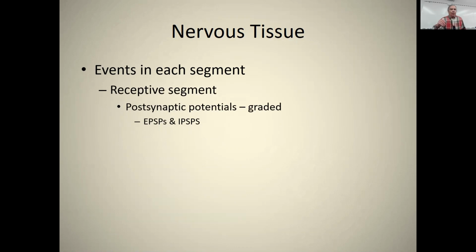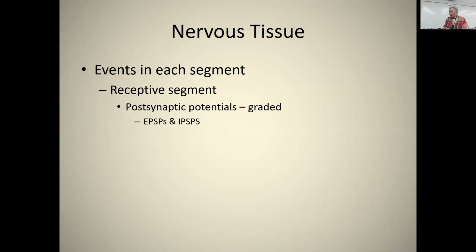Remember what the receptive segment is? It's the dendrites and the soma, or cell body. And they receive information, either sensory information from outside or in your body, or from another nerve cell. And what happens in there are postsynaptic potentials. These are graded potentials. And so we're talking about the postsynaptic cell.